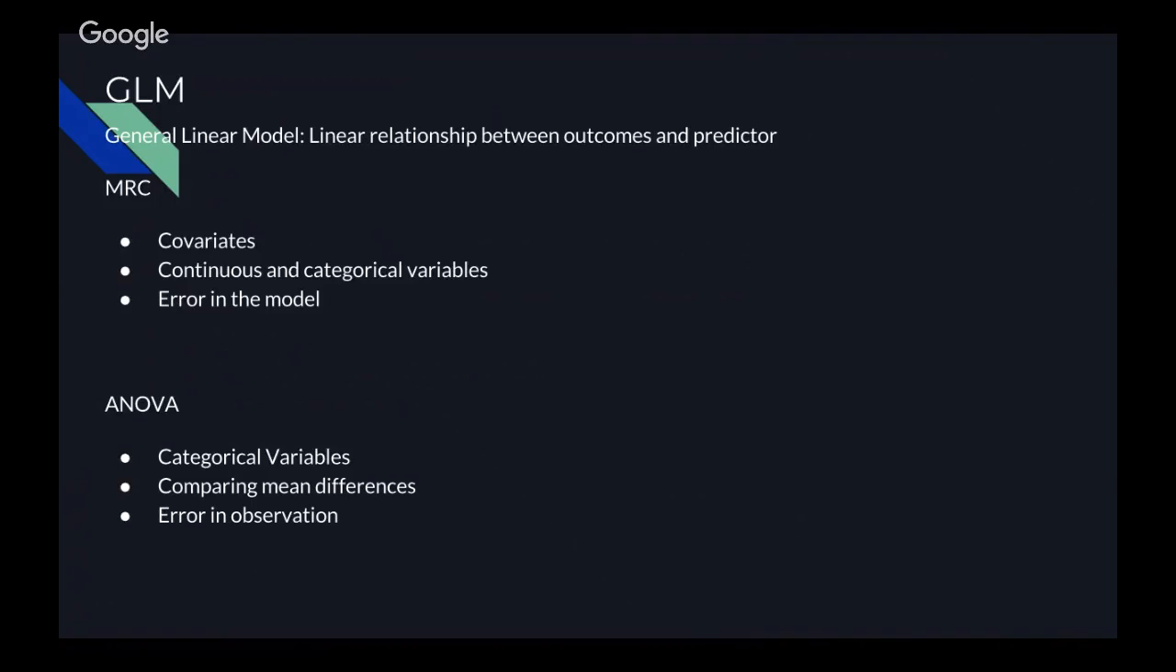Also a difference with MRC is that you have error in the model, as opposed to ANOVA, which you see can mostly or only be used for categorical variables, which we will discuss later. It's also comparing mean differences, and instead of error being in the model, they assume that error is in observation.